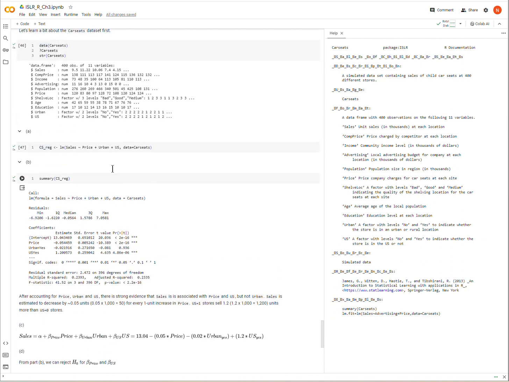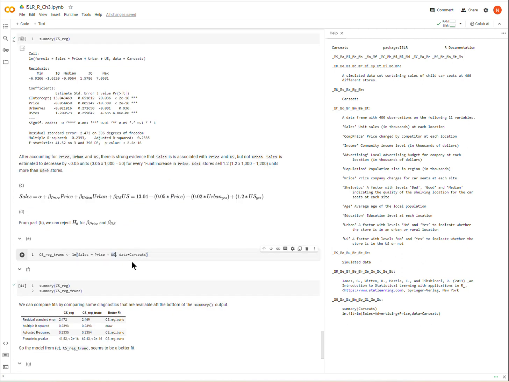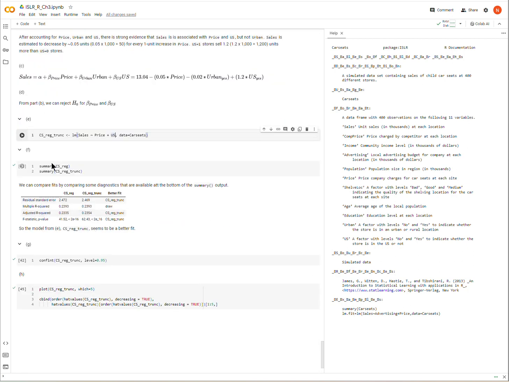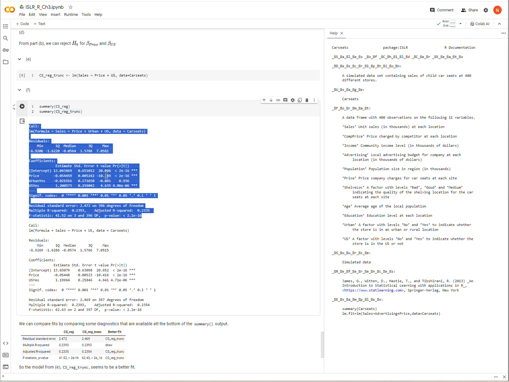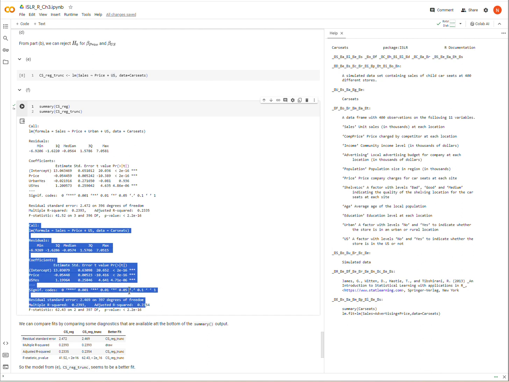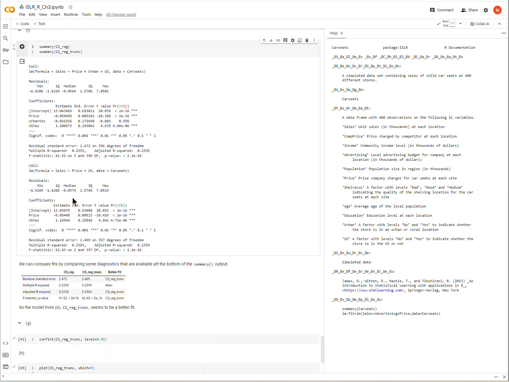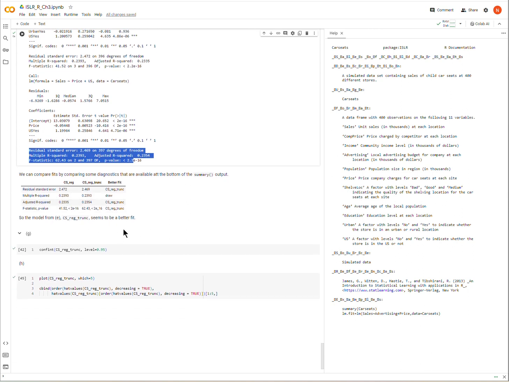And now part F asks us to compare how well the models fit the data. To do that, I'm again going to run summary for both models. Let's demarcate this with our eyes. This first part is the summary for the first regression, and the second part is the summary for the second. The information that we want is contained in this lower block, here and here. I've taken these values and put them in a table for ease of consumption.